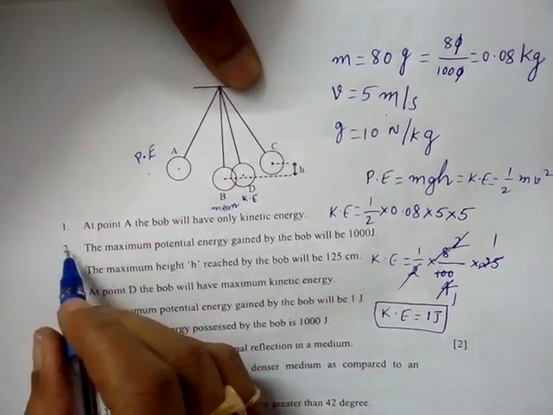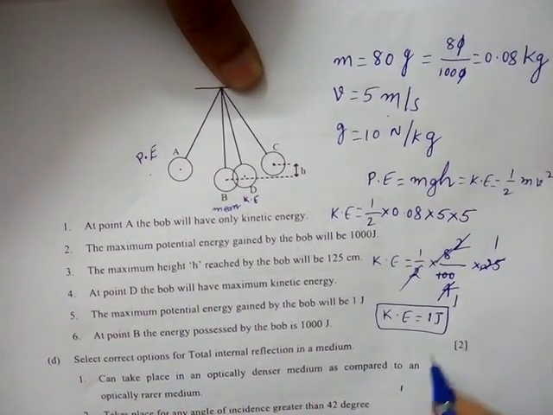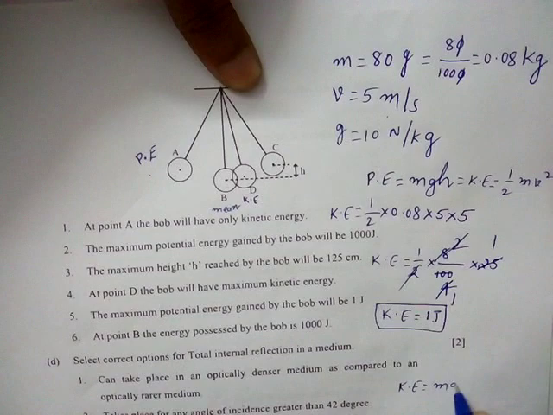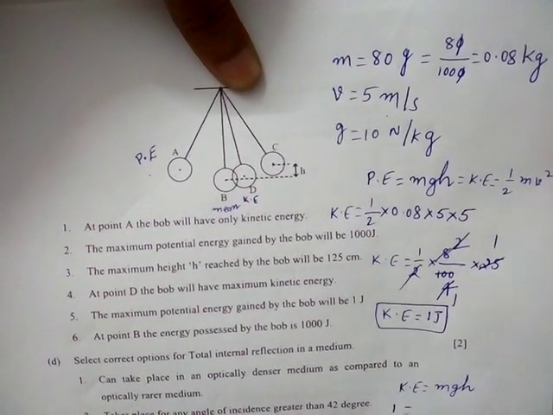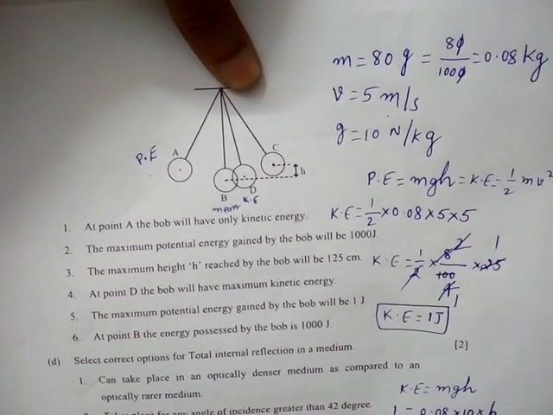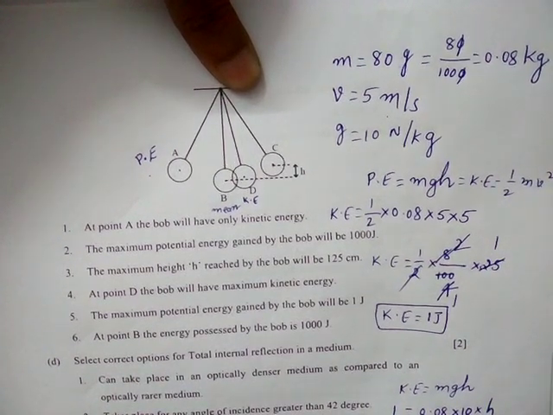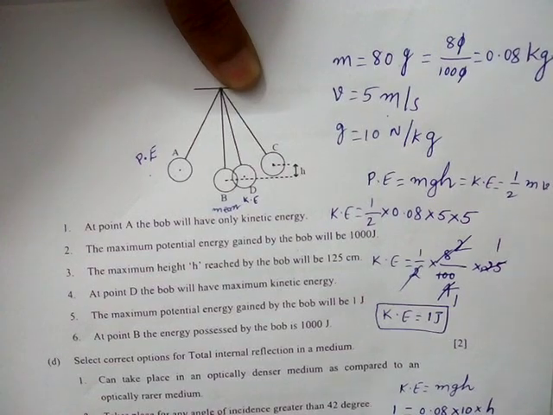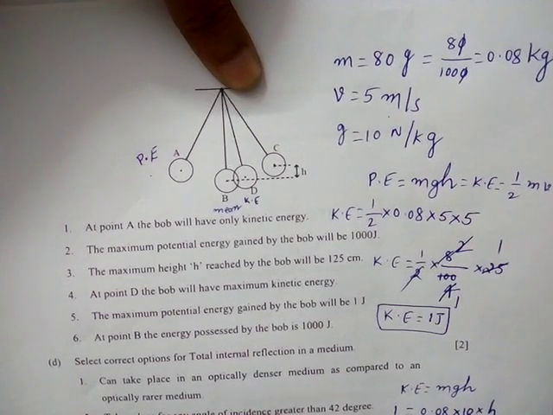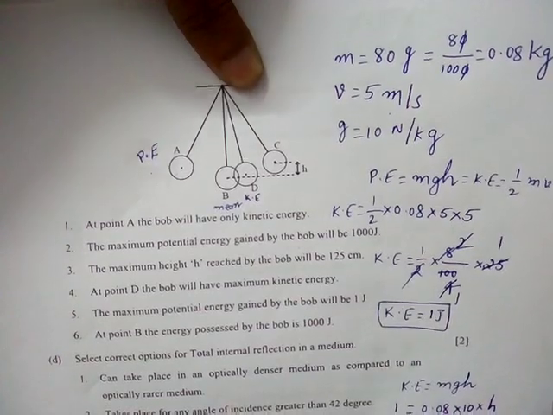Now this is also wrong. The maximum height reached. So height will be, you know, potential energy is equal to mgh. The same will be kinetic energy. So kinetic energy is equal to mgh. 1 is equal to m is 0.08 into g is 10 into h. So h will be equal to how much? 1 by this. I'll just take 100 in the numerator, 8 into 10. So 10 by 8, which will be 1.25 meter, which is equal to 125 centimeter.